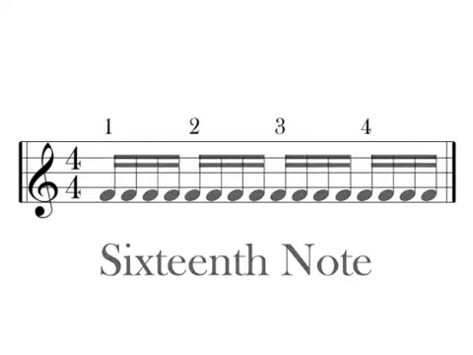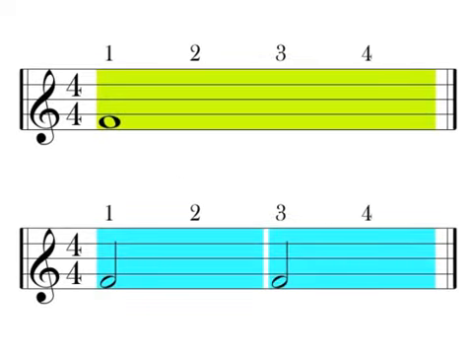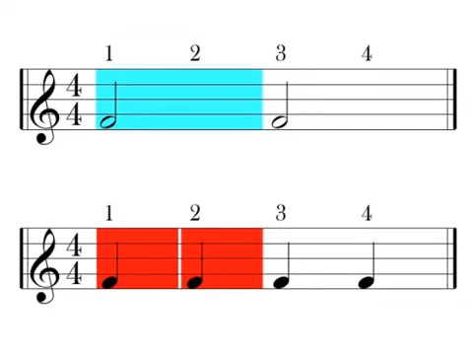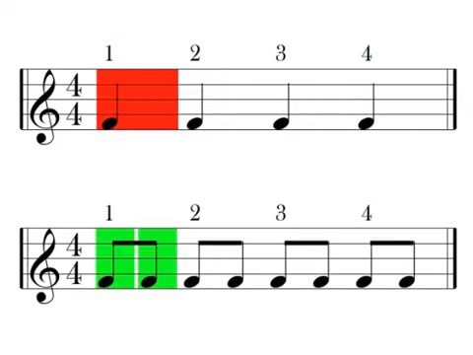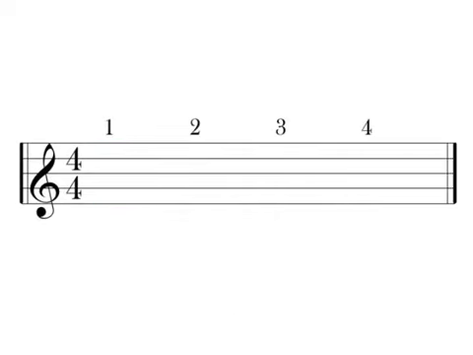Let's now take a look at an even further subdivision of the quarter note called a 16th note. Just like a whole note can be divided into two equal half notes, a half note into two equal quarter notes, and a quarter note into two equal eighth notes, an eighth note can be divided into two equal 16th notes.